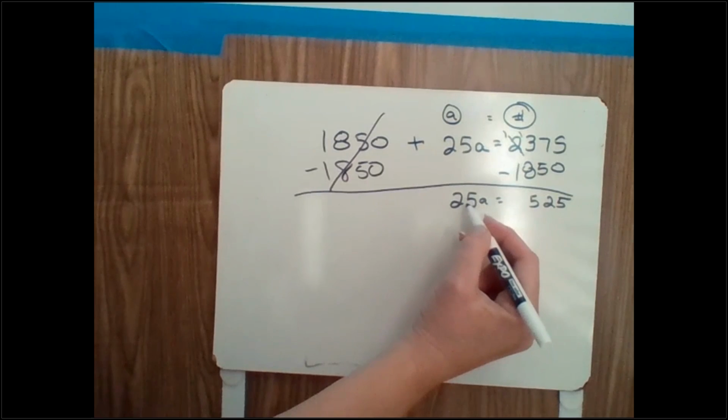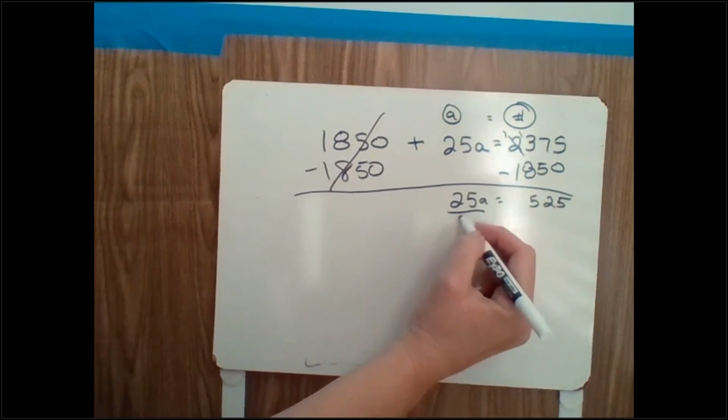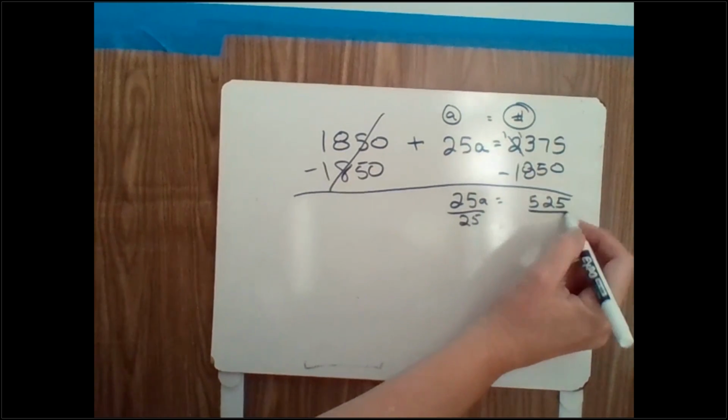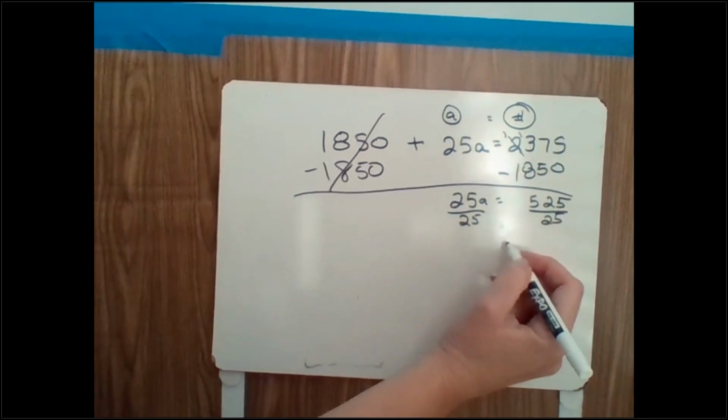So now I've got 25 times A. I need to divide by 25. Do that to the left, I'm going to do it to the right.